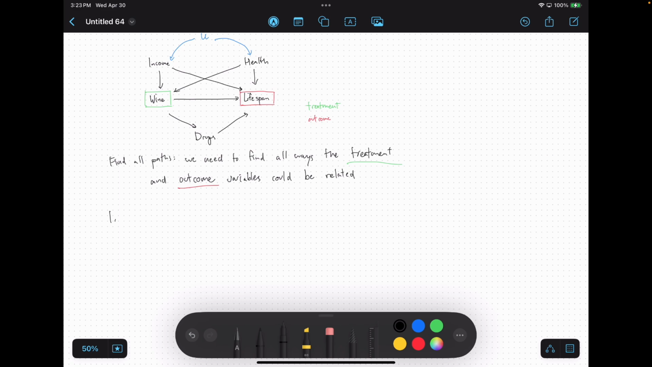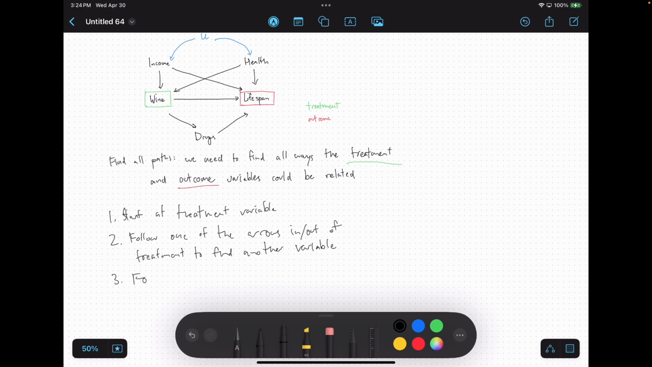So the systematic way that we do this is we start at the treatment variable, and then follow one of the arrows in/out of treatment to find another variable, follow one of the arrows in/out of that variable, repeat 3 until you find the outcome.